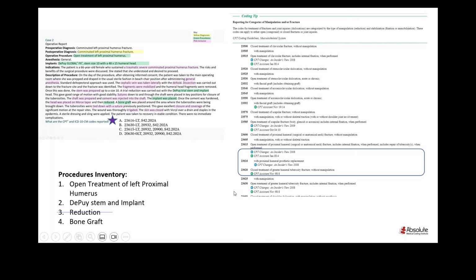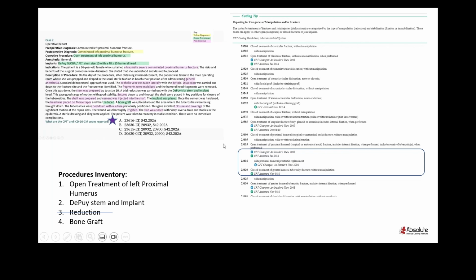As I said, the implant was used, and that implant is what they mean by saying it's a prosthetic replacement which was performed. So what is a prosthesis? In medicine, a prosthesis or prosthetic implant is an artificial device that replaces a missing body part. So that's where the Depuy stem and implant which is used.